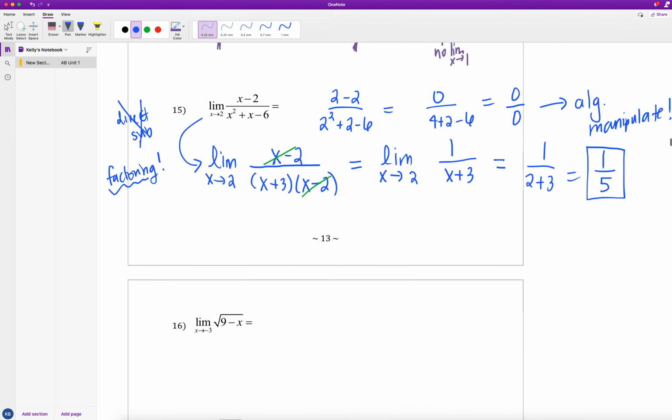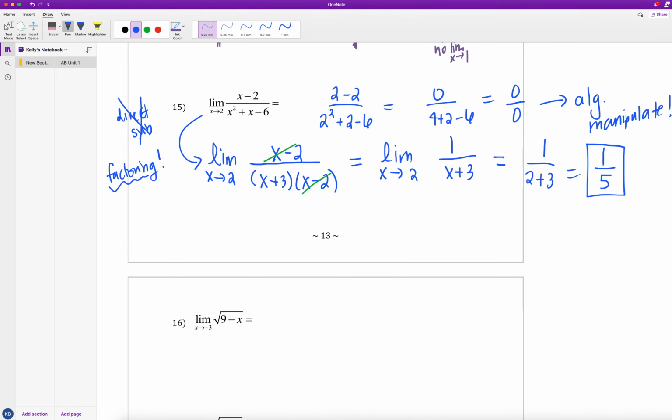Let's look at example 16. Why don't you guys pause the video and try example 16 on your own first. So example 16 says the limit as x approaches -3 of the square root of 9 minus x. Well, I don't have a fraction here anymore. The only thing I'd have to worry about here is the square root function has a specific domain.